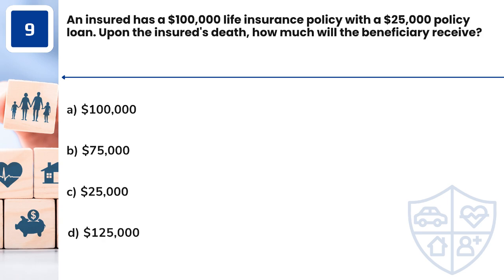Question 9. An insured has a $100,000 life insurance policy with a $25,000 policy loan. Upon the insured's death, how much will the beneficiary receive? A. $100,000. B. $75,000. C. $25,000. D. $125,000.